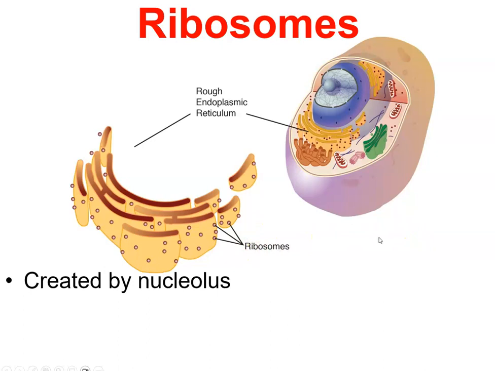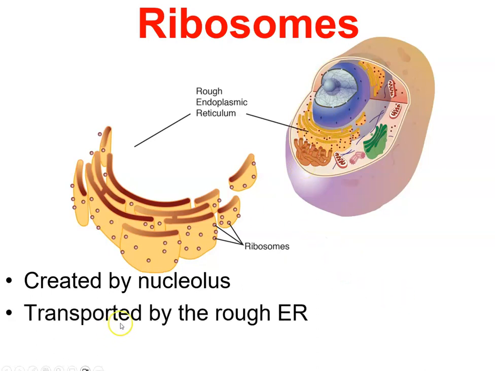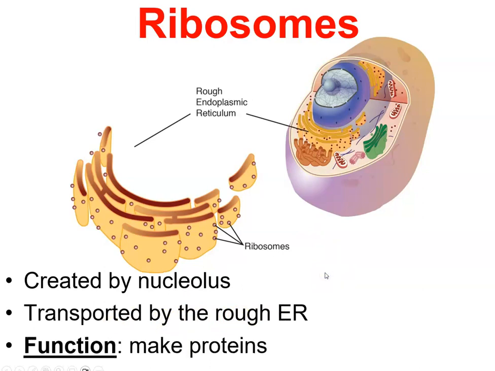Their function is going to make proteins for the cell. So again, you've got those instructions in here, but these little ribosomes are starting out made in the nucleolus. They come out of the nuclear pore. They're going to end in this endoplasmic reticulum, and get transported by the rough ER. And their function is to make proteins.